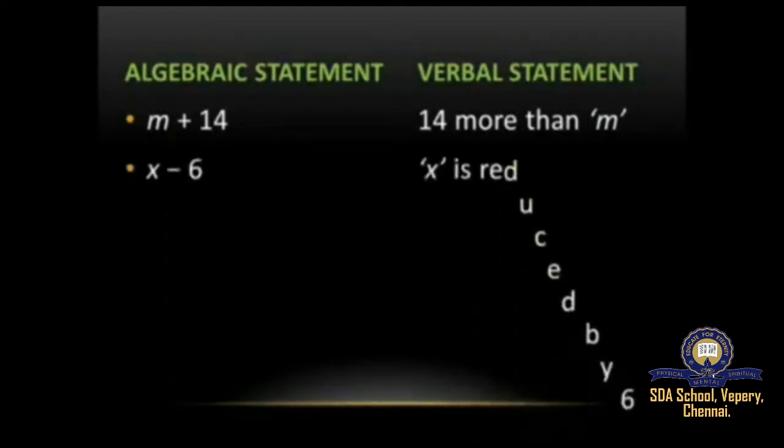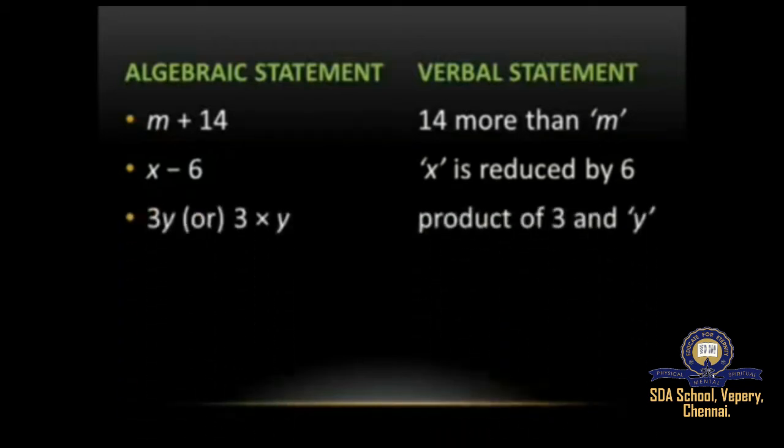And the next one is x minus 6. So over here, x is reduced by 6, that is, it is subtracted, okay? So we'll be writing it as the variable x is reduced by 6. Subtraction is represented as reduced by and plus is represented as more than, okay?